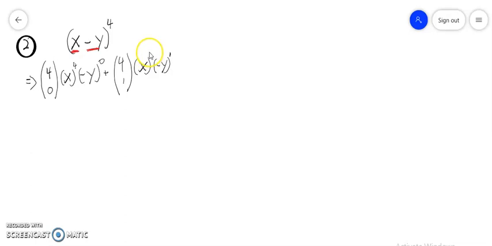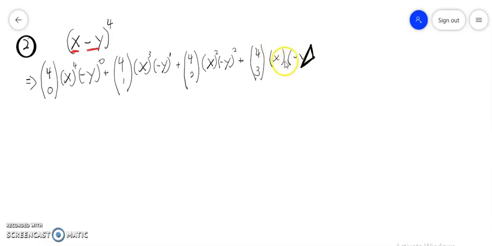4 minus 1. So it becomes here 3. Plus again. So here you have 4, 2. Here's x and negative y. Here's a 2 and here's a 2. You plus again. Here's 4, 3. So here is x and here please don't forget your negative. Here will be 3 and here will be 1. And there's the last step here for 4.